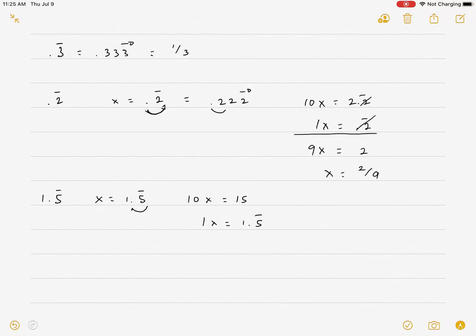1.5 bar multiplied by 10 will be 15.5 bar. Subtract. These 5s that are repeating will subtract away. This gives me 14, 15 minus 1, 10x minus the 1x, and then I divide.